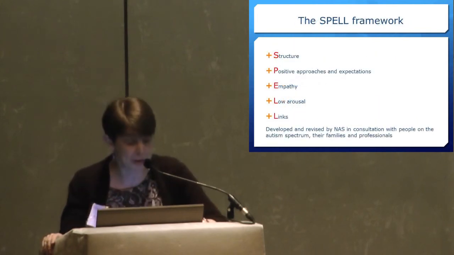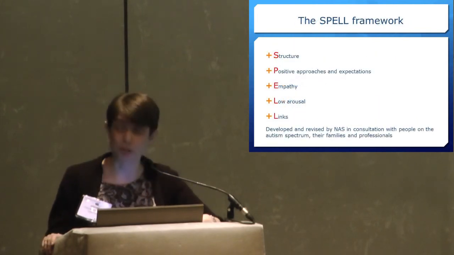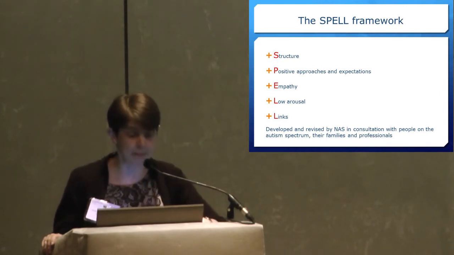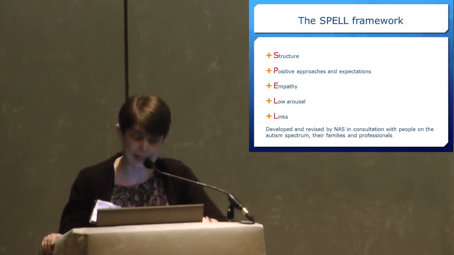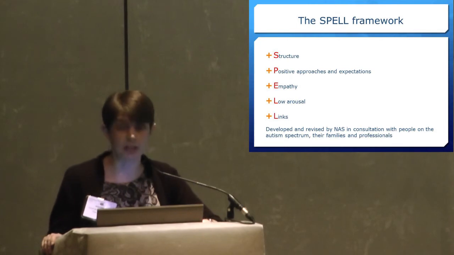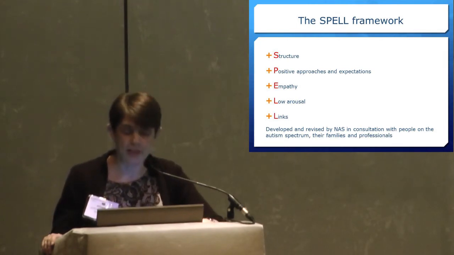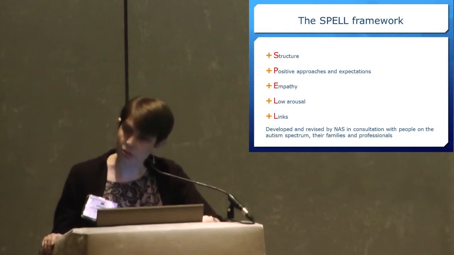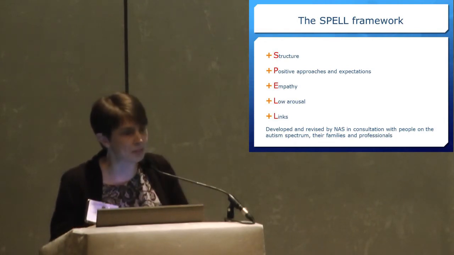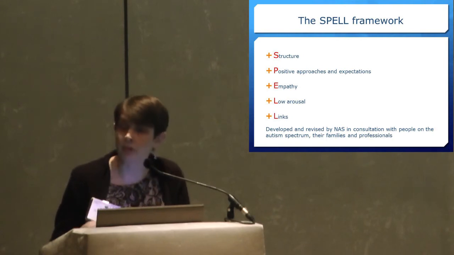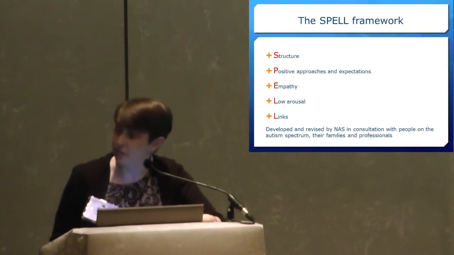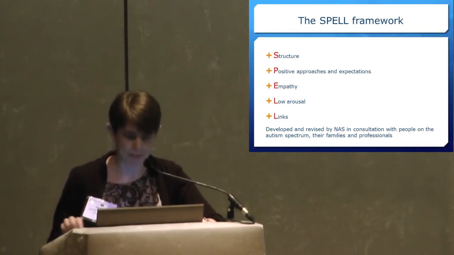So this is the SPELL framework. SPELL: S stands for structure, positive approaches and expectations, empathy, which Richard has already mentioned, low arousal, and links. The framework was developed from 1964 onwards by the National Autistic Society in consultation with people on the autism spectrum, their families and professionals. And it's been dynamic. It's been changed over time as we learn more and as people tell us what works for them in being supported.